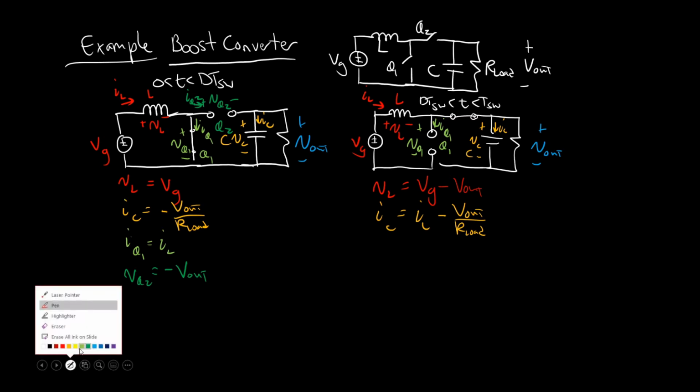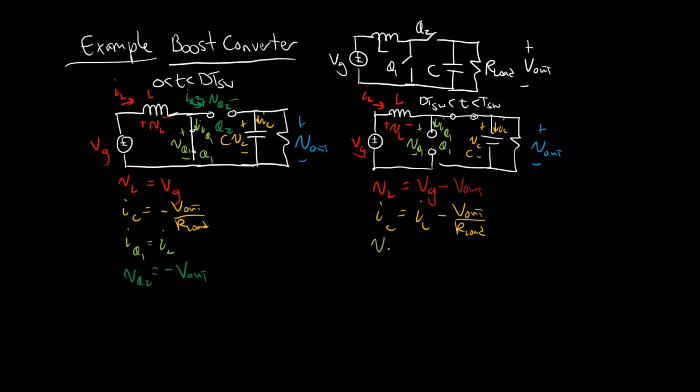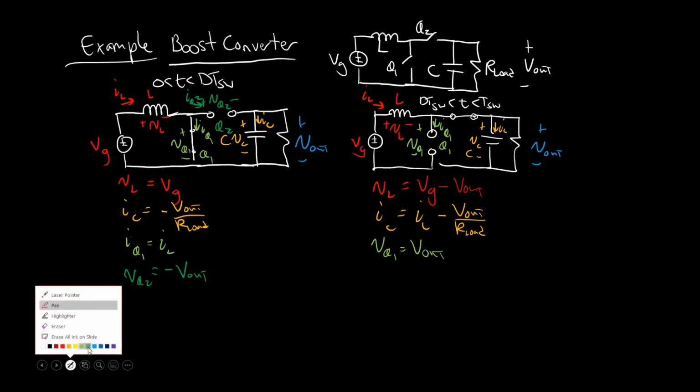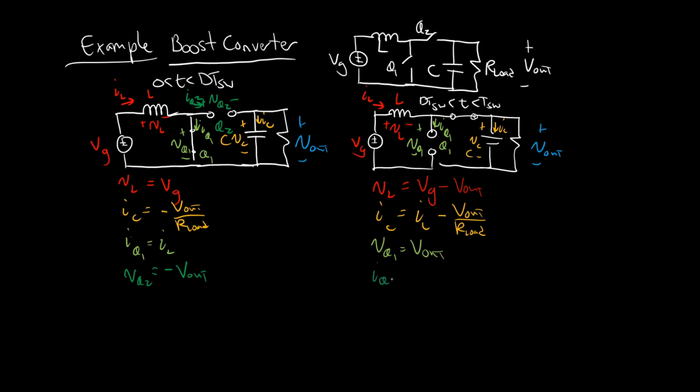Great. In the second state, VQ1, right? Q1 is off. The voltage across Q1 is, well, this is a short circuit, so this node is V out, so it blocks V out. And IQ2 is on, so we're worried about the current it's conducting. And it conducts IL, right? Because this current IL has no place to flow other than through the switch.